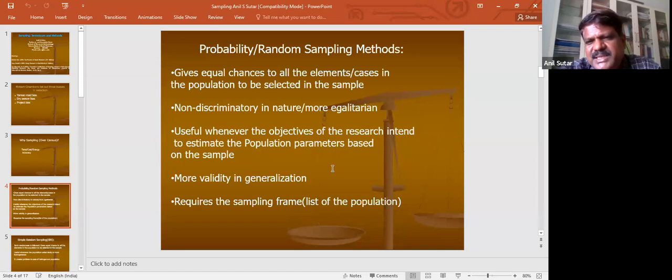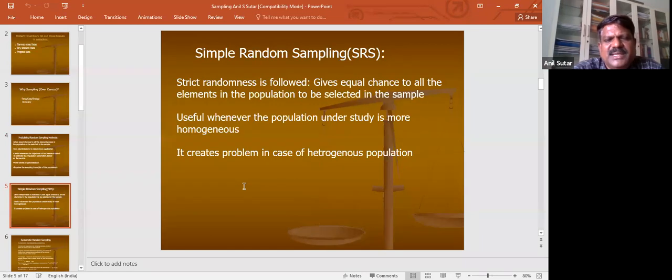When your research exercises involve such estimation of population parameters, then random sampling is very crucial, very significant. You are not supposed to attempt to estimate population parameters by following purposive sampling methods or non-random sampling methods. That will be a very serious issue. So this is a kind of background to random sampling, and then we'll see one by one.